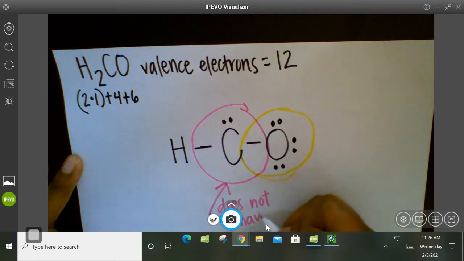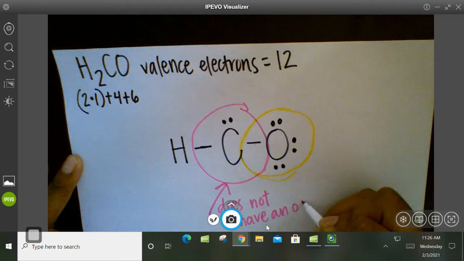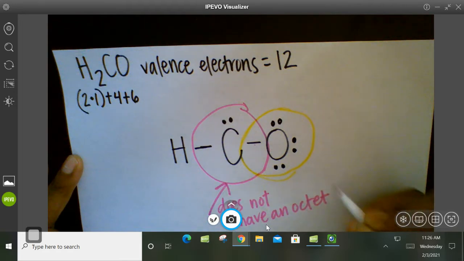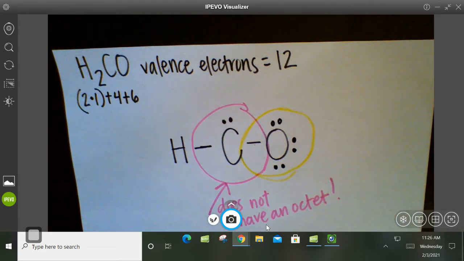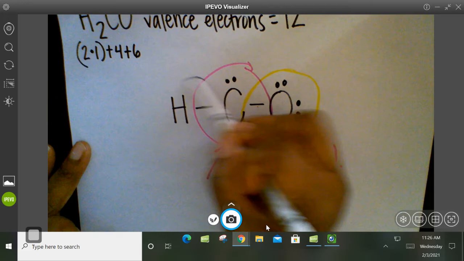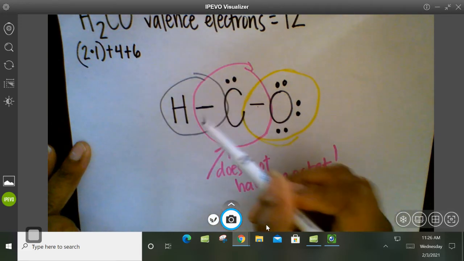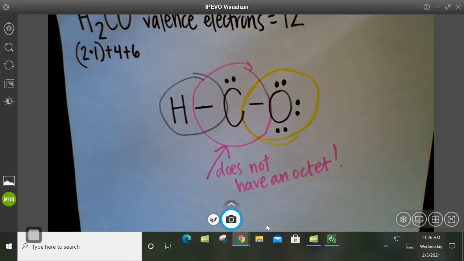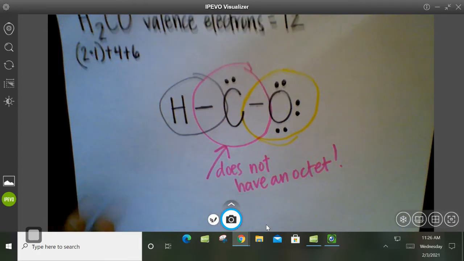And so I'm like, oh my gosh, the carbon does not have an octet. It does not have 8 electrons around it. And then I just want to check my hydrogen to make sure it has the 2 for the duet, and it does. So the problem that I have is my carbon. So what I'm going to do, I just want to rewrite this because all the circles and stuff, it gets a little busy. Okay.